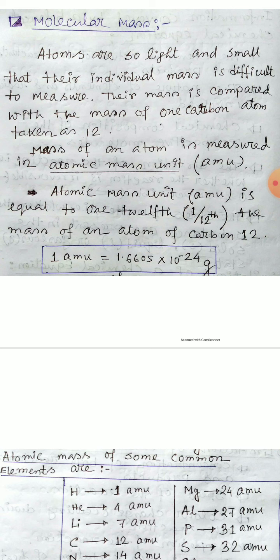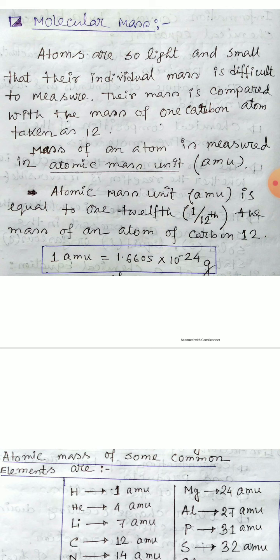Mass of an atom is measured in atomic mass unit, that is AMU. AMU is also a unit of mass, like kg and gram, but it is a small unit, the smallest unit of measurement of mass. Now let's see the definition of AMU. Atomic mass unit is equal to 1/12 the mass of one atom of carbon 12.